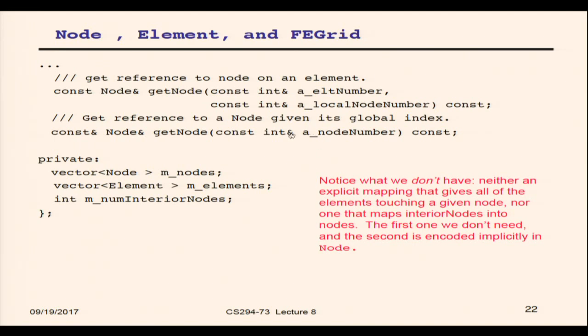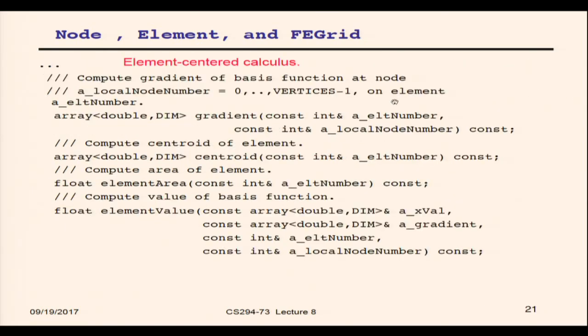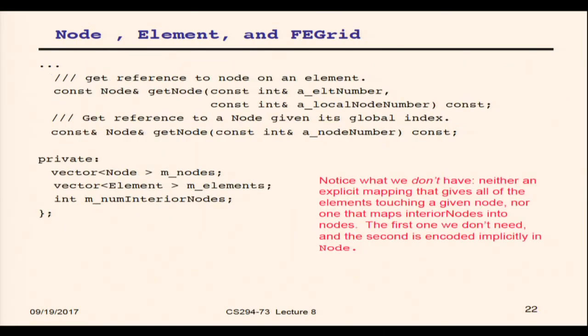So what else? How do we get a node? We need to have an element and a local node number. By the way, what are these local node numbers? It's an arbitrary assignment, 0, 1, and 2. And that's because you're iterating through nodes on an element, so you have to iterate through three of them. And then you get a reference to a node given its global index. Given a node number, I can get back a node.